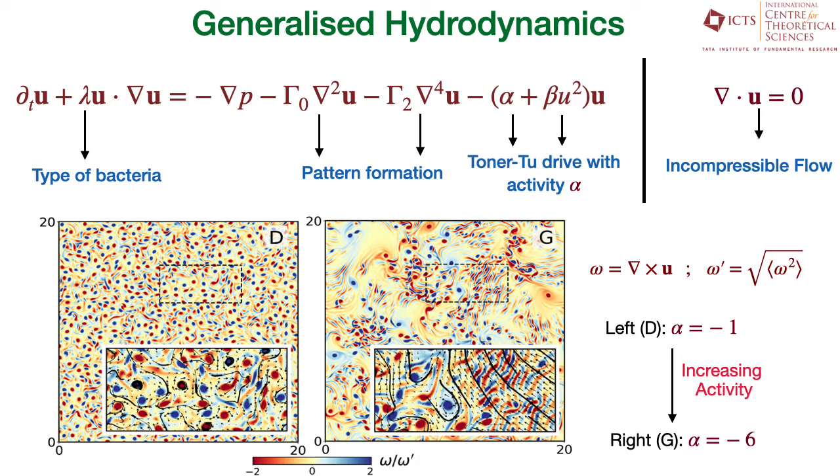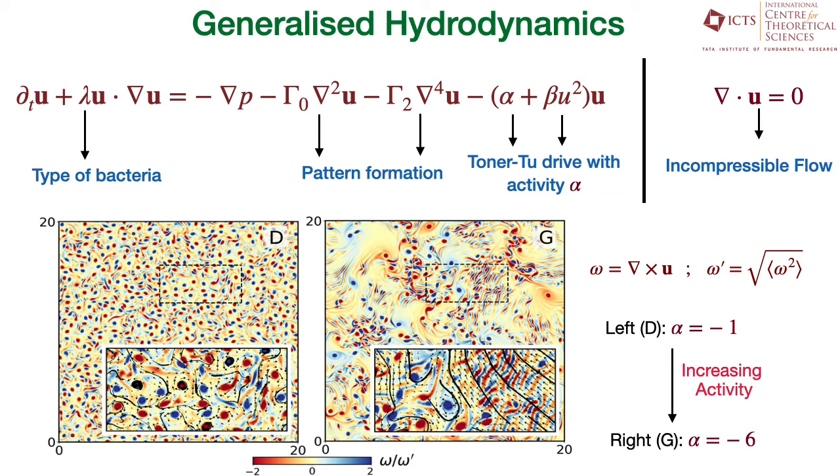These bacterial flows are described by the generalized hydrodynamic equation, where the coefficient lambda of the nonlinear term tells us whether the bacteria is of a pusher or a puller type. The higher order derivatives ensure pattern formation in these flows, while the last term ensures energy injection into the system via the parameter alpha. We consider a constant density flow, which means that the flow is incompressible.